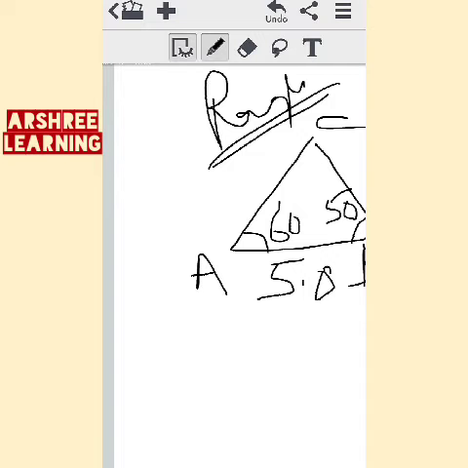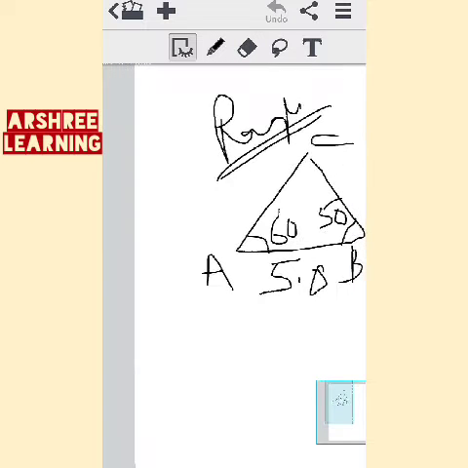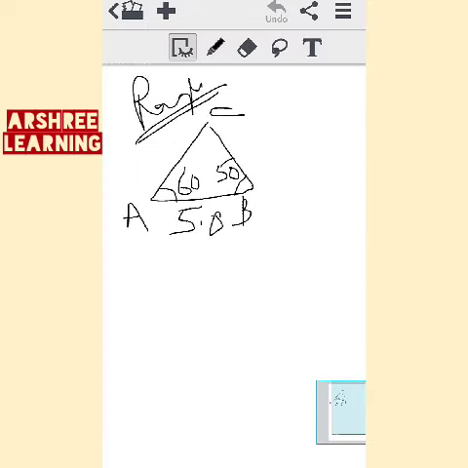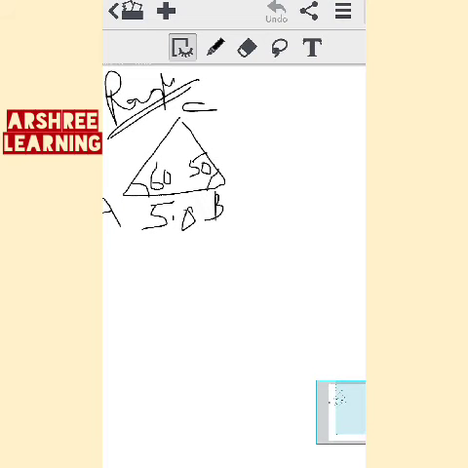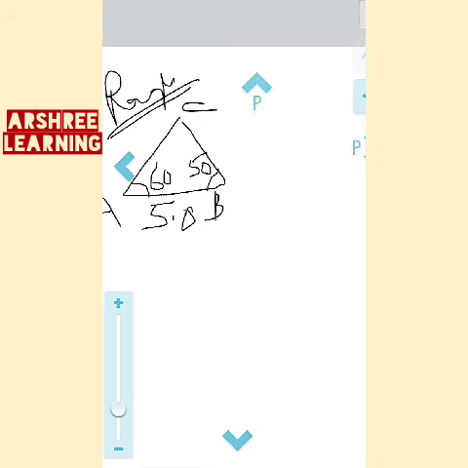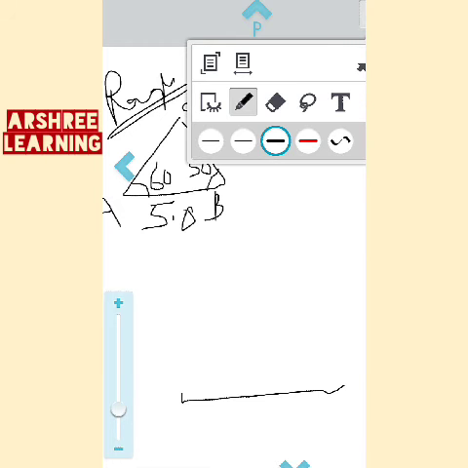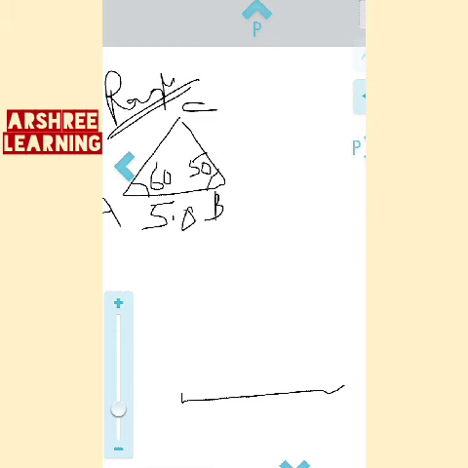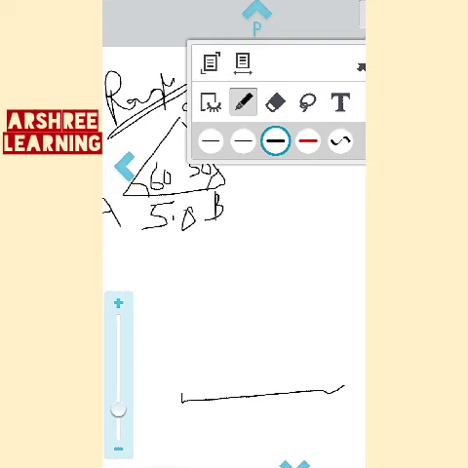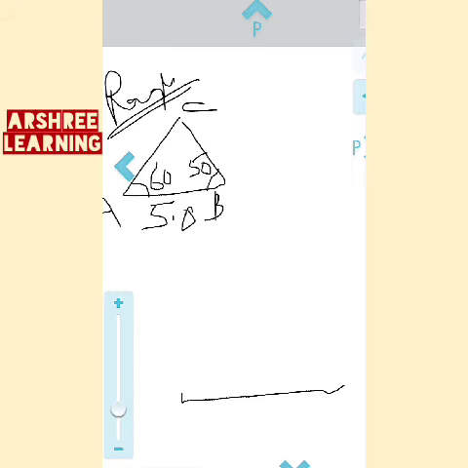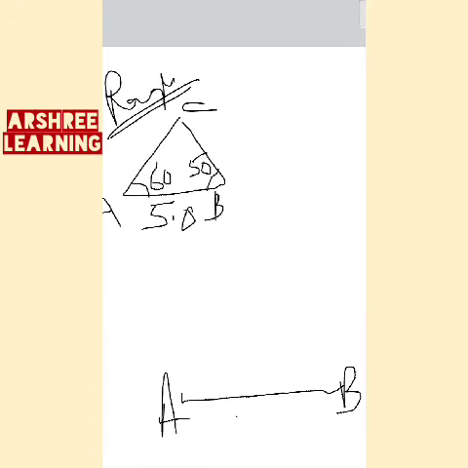Now when you make the rough figure, you will make it on the right side of your page, on one side. After that, when you start the construction, first of all you will make side AB 5 centimeter. So AB is equal to 5 centimeter. Then after making AB, you will construct angle 60 degree.